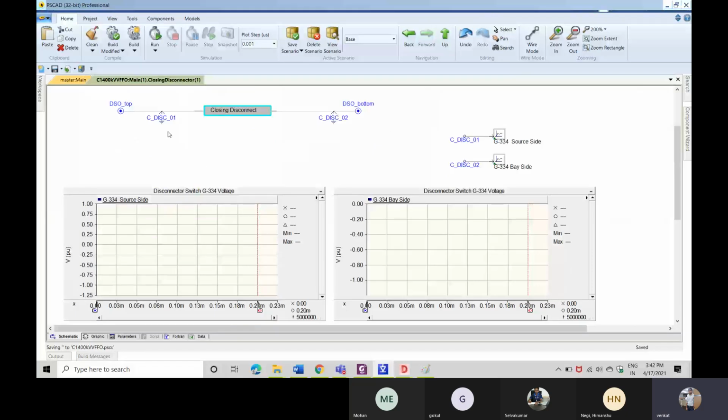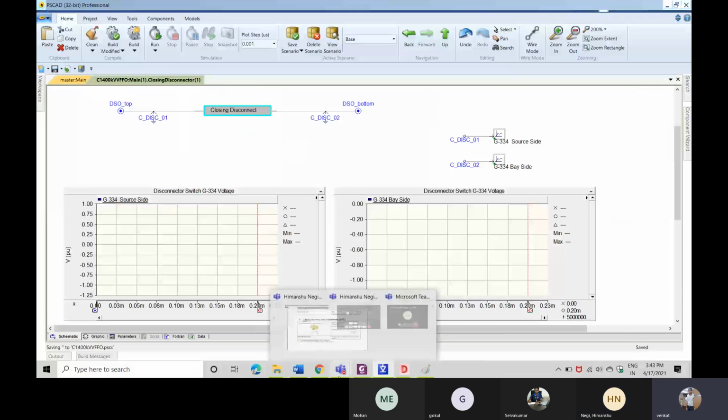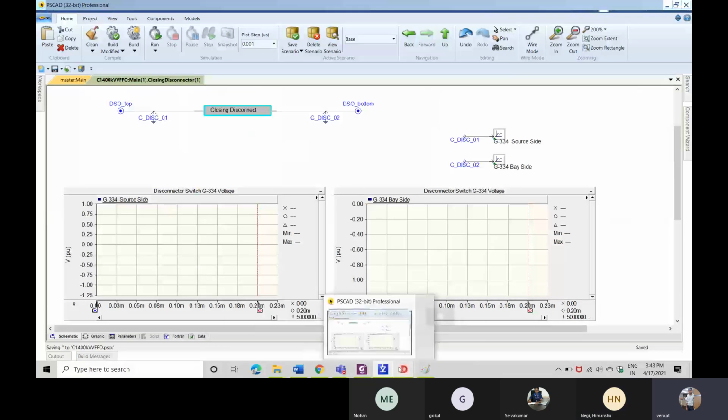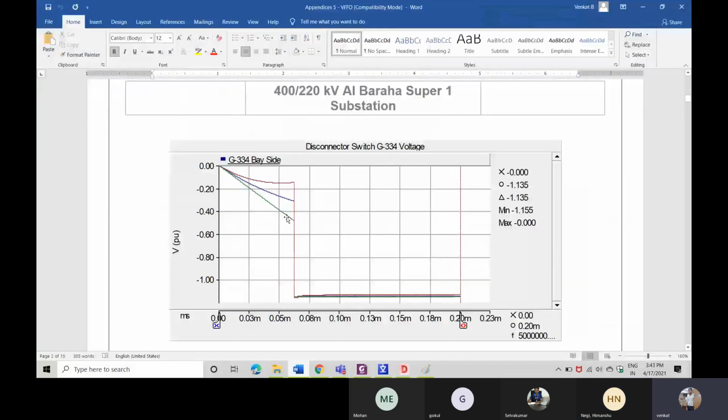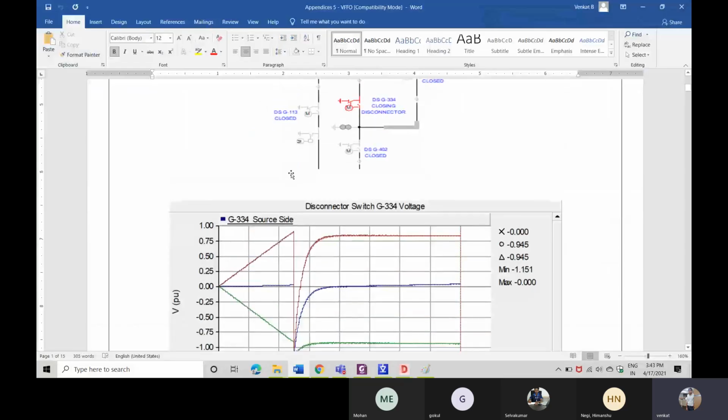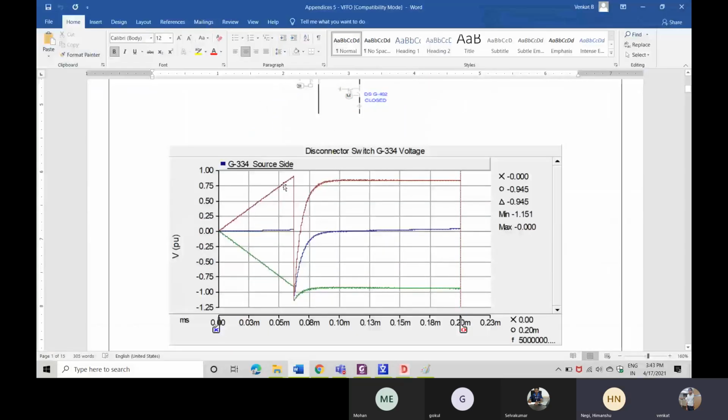What I have said is that on the AC port we should have 1 per unit, and on the DC port we should have minus 1 per unit. For that, what we can do is, I have taken the graph from the simulation. In the simulation, on the source side, I have 1 per unit, before I performed the simulation.